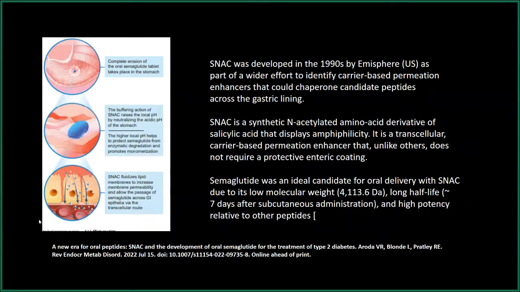Now, this is the oral formulation of semaglutide. This is one of the few drugs that are proteins, peptides, that are given by mouth. This is SNAC, which stands for synthetic N-acetylated amino acid-derived derivative of salicylic acid. It has some amphiphilicity. It is buffered, and then at the higher local pH it protects the semaglutide, fluidizes the lipid membrane, and the drug gets transported through the cell into the circulation. So it goes through the transcellular route.